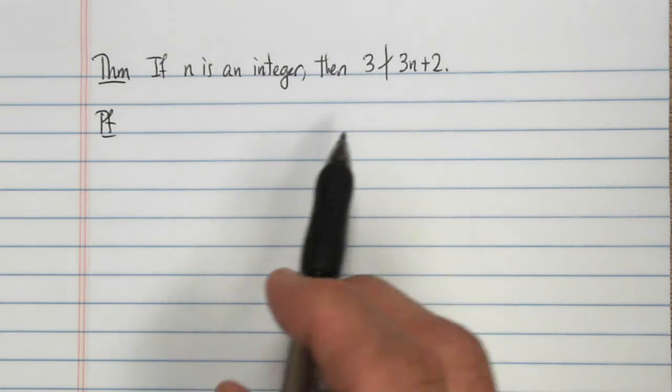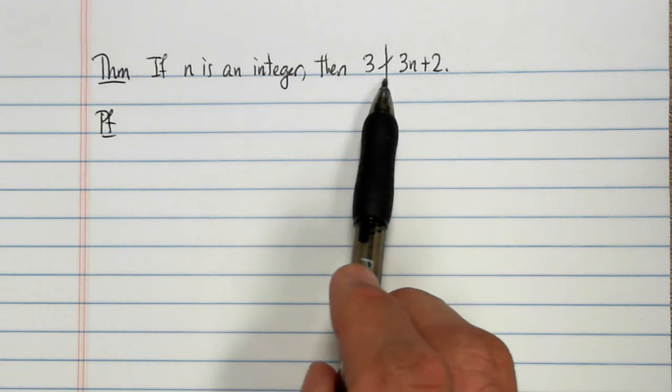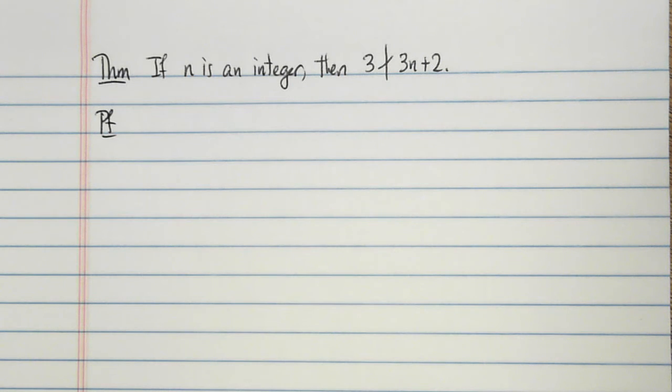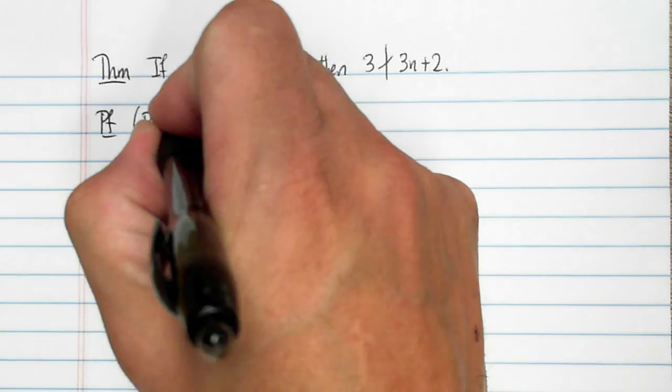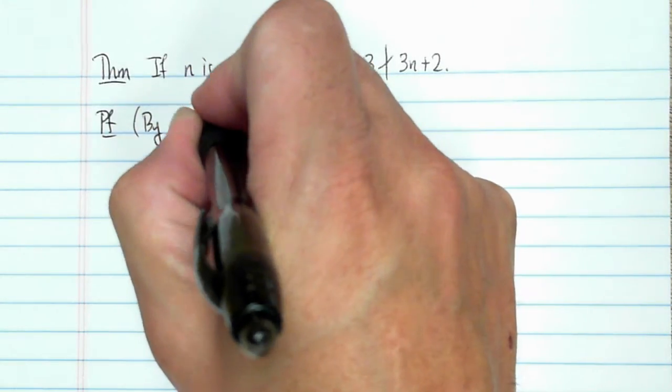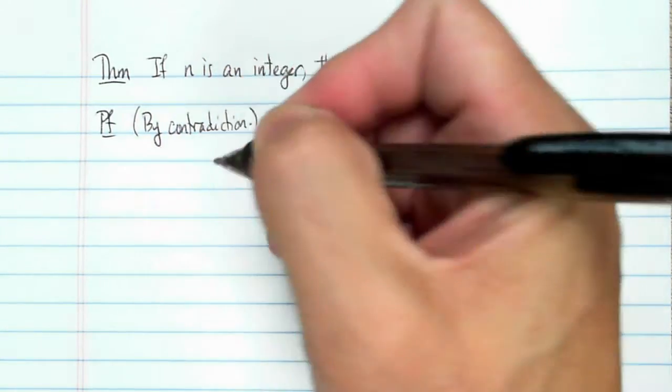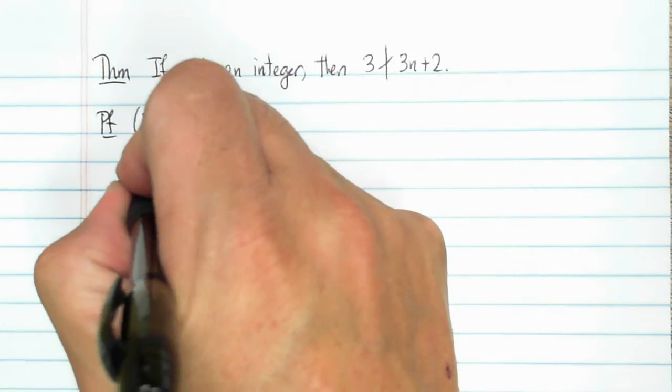Okay, for this review problem, we're going to show that if n is an integer, then 3 is not a factor of 3n plus 2. This one can be done by contrapositive, but instead I will do this one by contradiction. And so for proof by contradiction, let n be an integer.